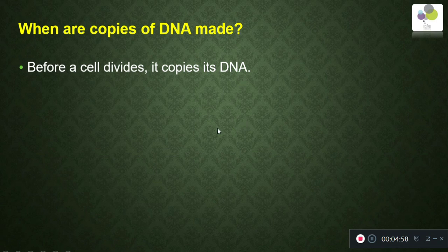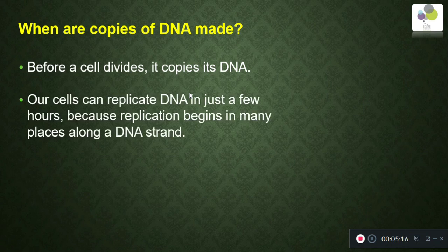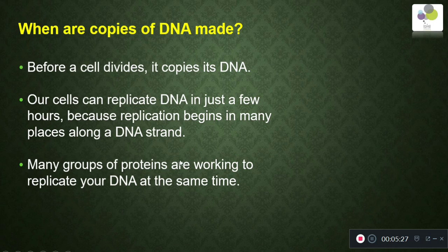And the second question is, how long does it take for the cell to make a copy of DNA? We know that the DNA, the longest strand in one cell, can reach up to 3 meters in length. So how long does it take? Actually, guys, it takes only a few hours. You know why? Because replication begins in many places. Many enzymes start replication in many places, so they can work together to get the job done at the same time.